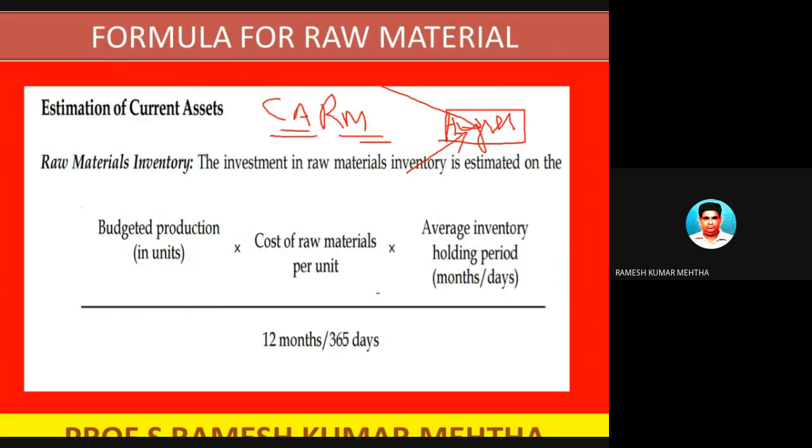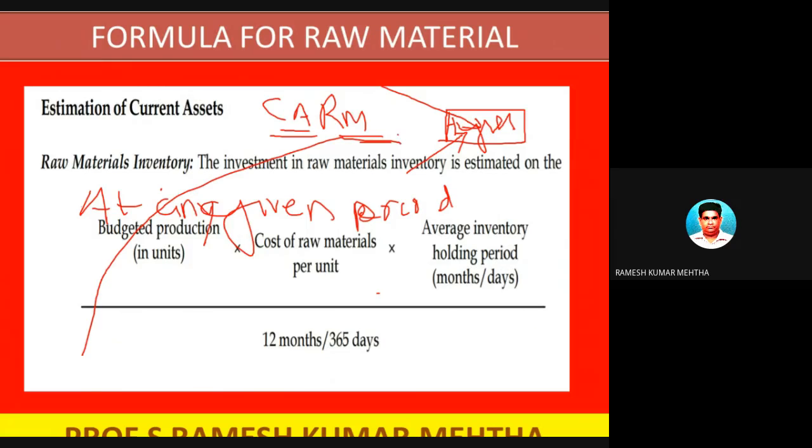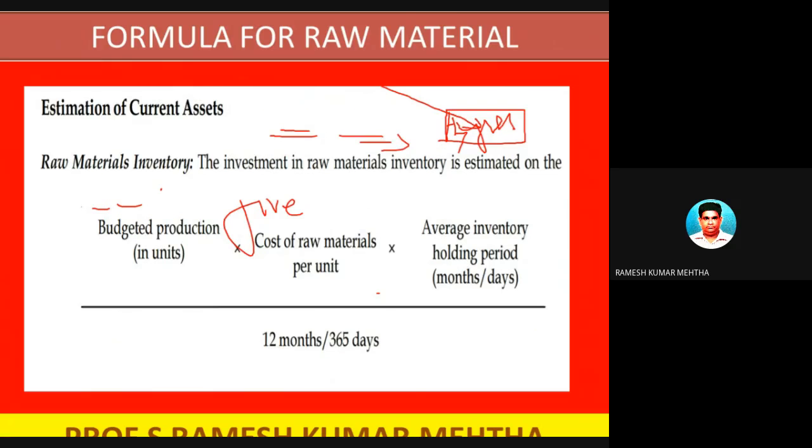So I am using in this particular session an important phrase: at any given period of time. At any given period of time, you go to the factory, you will find raw material. So your capital is getting stuck in raw material, and you have to find out how much money or capital is getting stuck or invested in the raw material. To find that out, we have a very important formula.